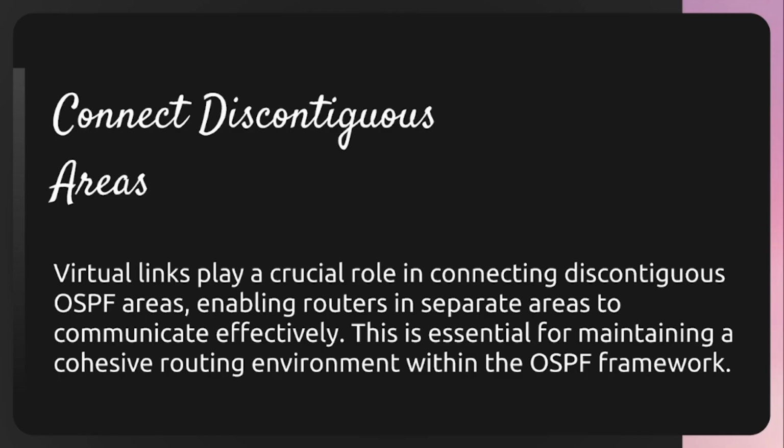Now, what is the purpose of virtual link? First is to connect discontiguous areas, which we have already discussed. Virtual links play a crucial role in connecting discontiguous OSPF areas, and they enable routers in separate areas to communicate effectively. So if, say, in one enterprise you have area 0 and area 1, and in another enterprise you have a totally different area like area 2, then definitely you should go for this virtual link concept.